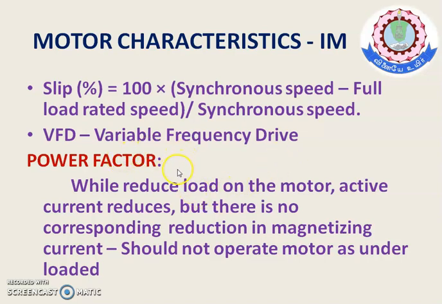Now we will see certain parameters. Power factor. When you reduce the load on the motor, the active current reduces, but there is no corresponding reduction in the magnetizing current. That's why we should not operate the motor in an underloaded condition. If you operate at an underloaded condition, your machine will consume more magnetizing current, that is nothing but reactive power consumption.